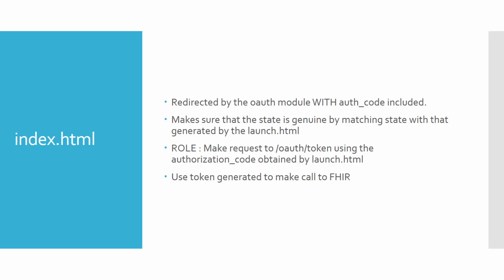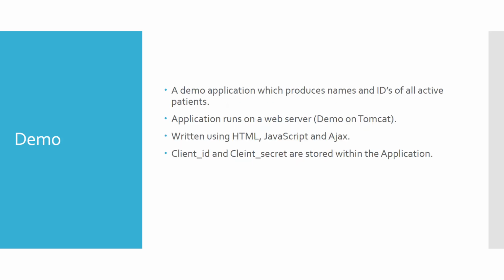The index.html is redirected by the OAuth module with the auth code. What this file does is make sure that the state is genuine by matching the state with that generated by the launch.html, and it makes a request to the OAuth token endpoint using the authorization code and uses the token generated to make a call to FHIR. And I'll be showing all of you a little demo here.